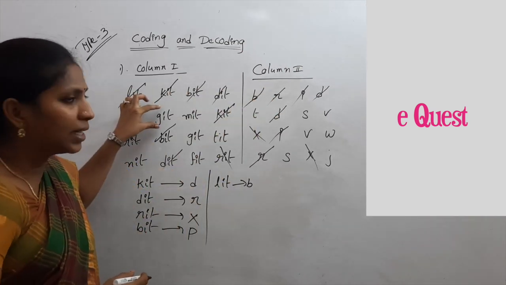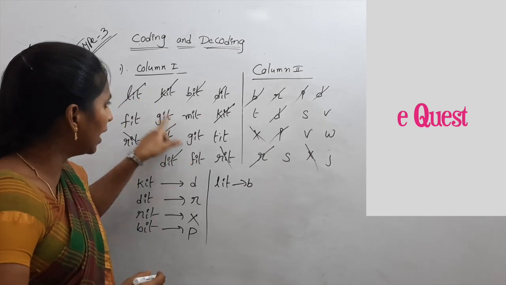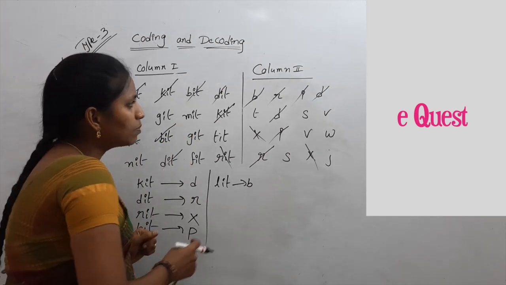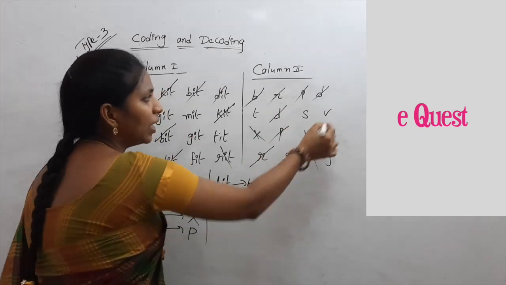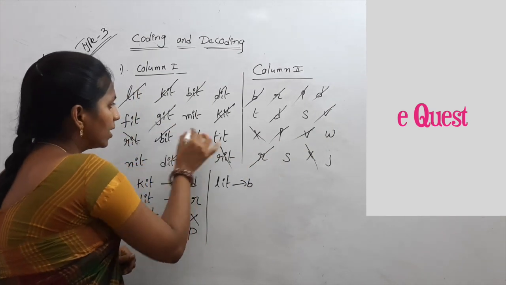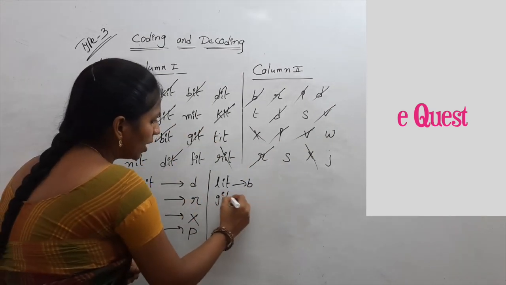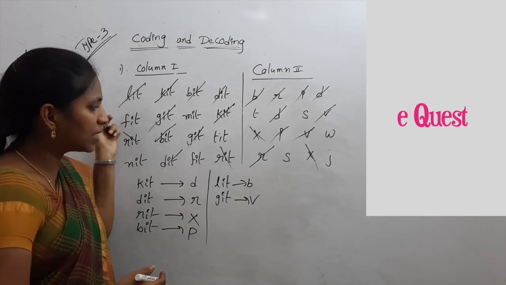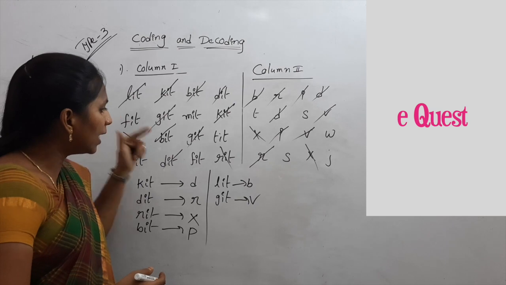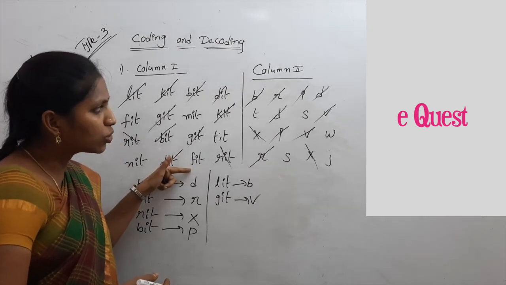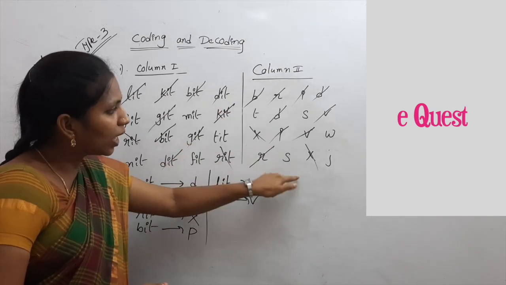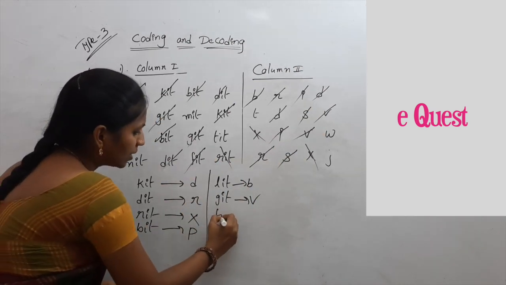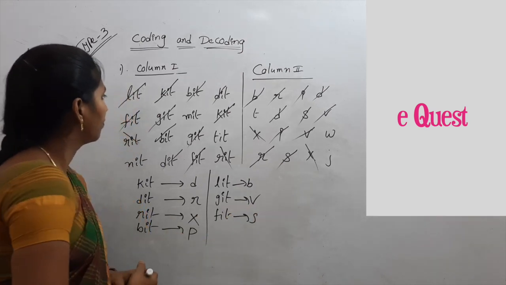Next, see here git. Git is present in the second line and third line. It is common in these two lines. Observe which is common in these two lines. B is common. So here git's corresponding code is V. Fit. Fit is present in the second line and last line. It is common in these two lines. Which is common in these two lines? S is common. Fit's corresponding code is S.